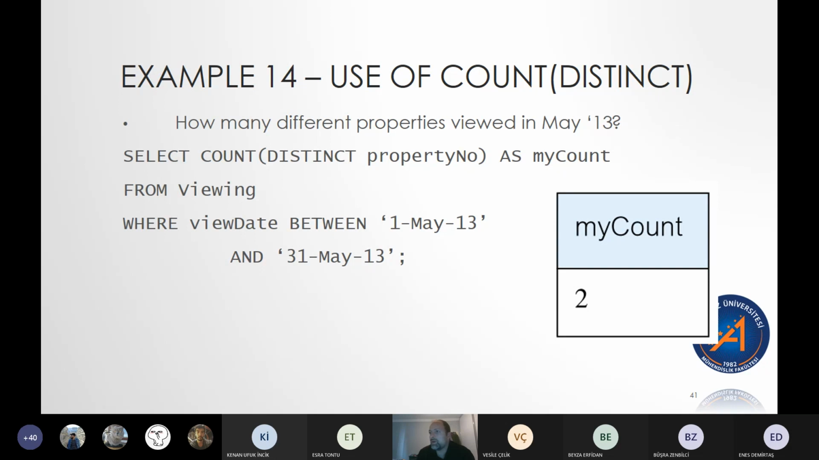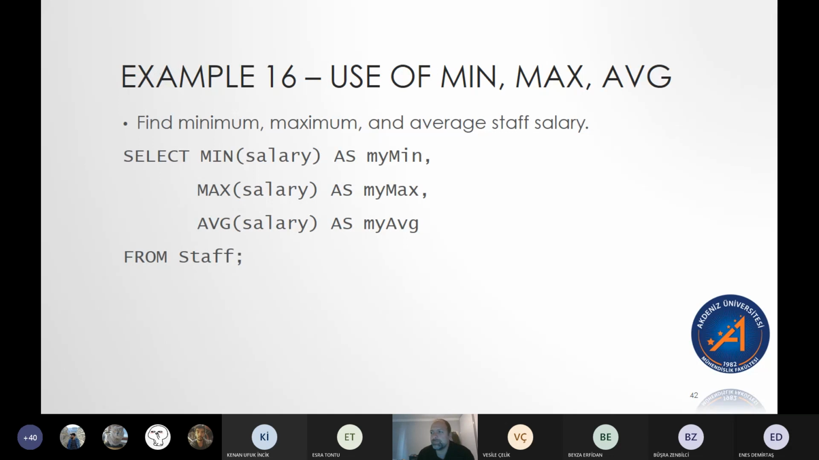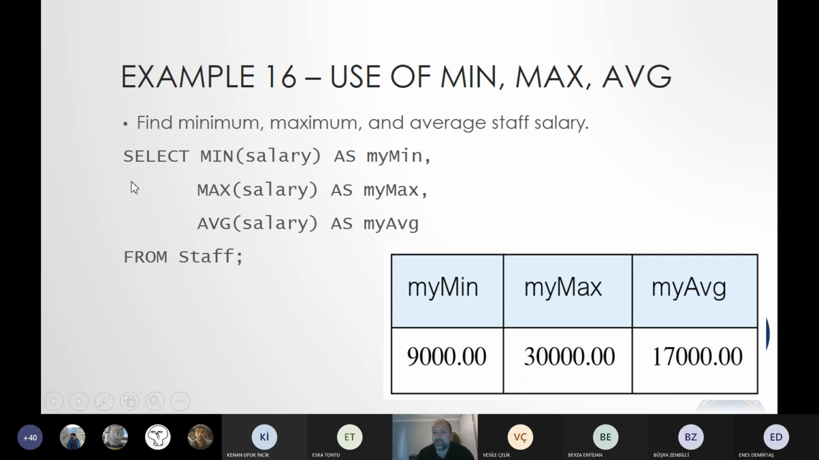We can have multiple aggregate functions in the same query, again, as long as we don't have a separate column outside of it. So we could say, I want to look in the staff table and find out what the minimum, maximum, and average salaries are. Okay, we would get something like this.